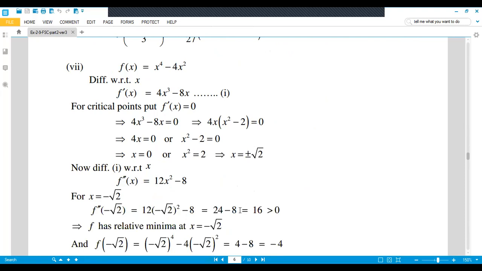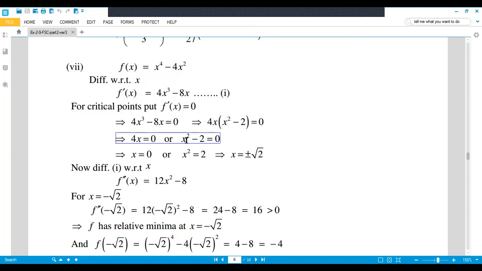Look at the seventh part. If you check the seventh part, you have given x power 4 minus 4x square. So differentiate with respect to x. So 4 will come as coefficient, and from the power we subtract 1, so we get 4x cube. And 2 multiply with the coefficient 4, so 8, and from the power we subtract 1, we get minus 8x. This is the first derivative. For the stationary point, what we will do, 4x cube minus 8x we put equal to 0. So 4x is common, we take it common. x square minus 2, we will find the value of x from this.